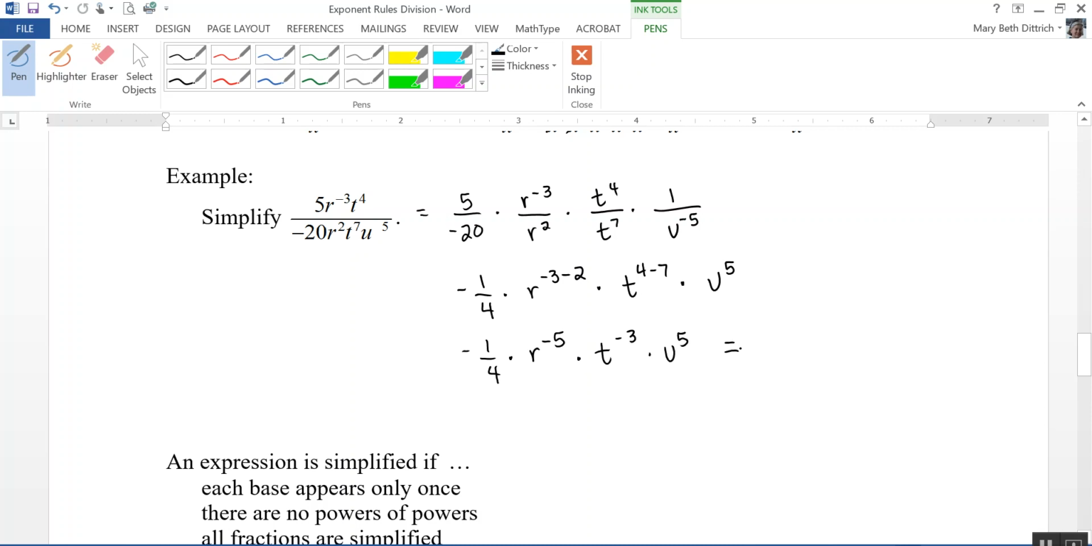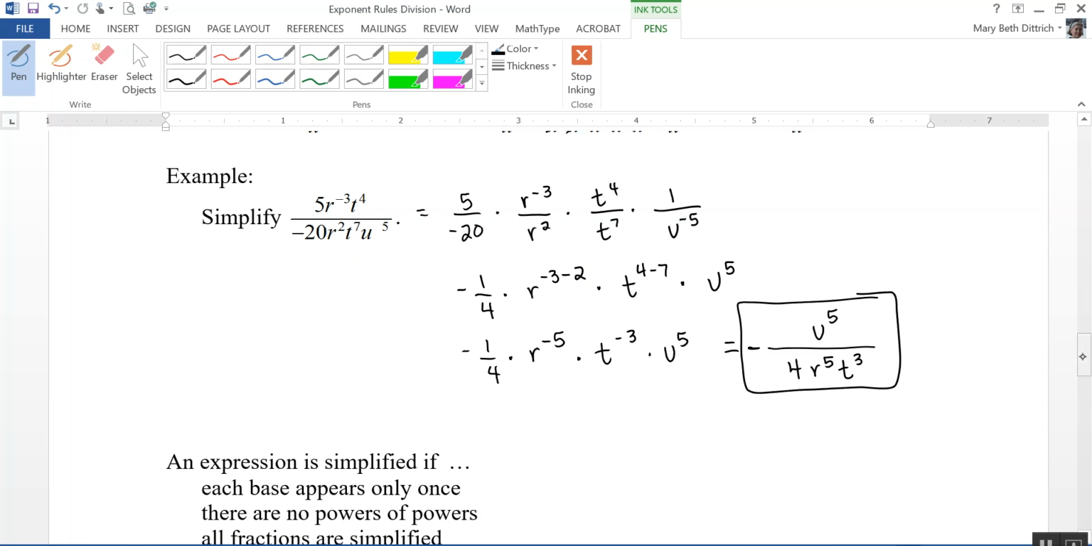Now let's go ahead and clean that up. What's going to be in the numerator? Well, actually, why don't we start with the denominator? I'll have 4 in the denominator. This r to the negative fifth becomes r to the positive fifth in the denominator, t to the positive third in the denominator, and then I had a u to the fifth on top. I don't need to put my 1 there, but I do need to remember to have my negative, and I'll put that out front.